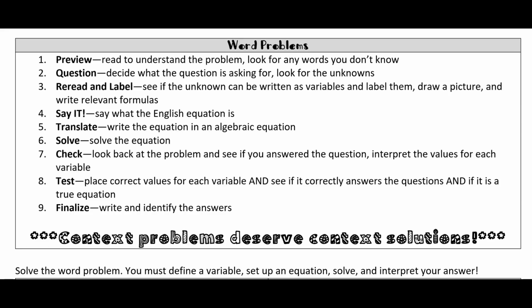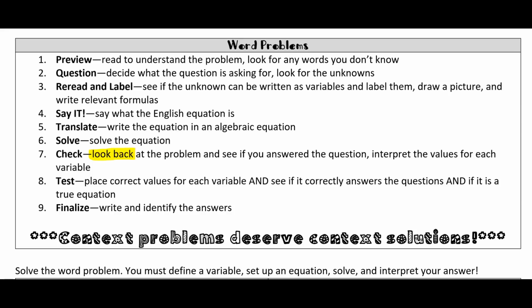Label things, draw a picture, write relevant formulas, things like that. Sometimes it's just translating English into an algebraic equation. So that's number 5, translate. You're going to solve the equation. So you're trying to make an equation and solve it. And this is probably one of the most important things.